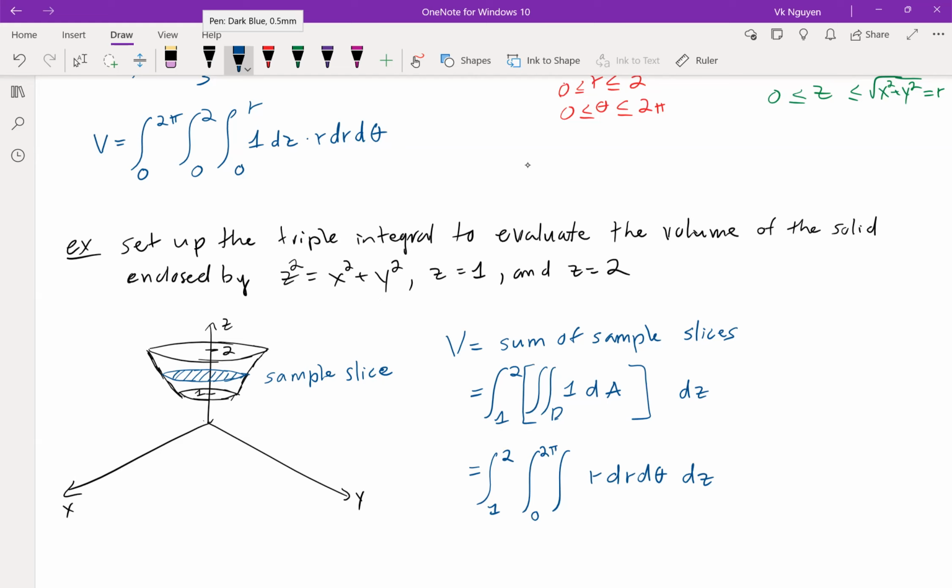But what about the radius r? The radius r is going to be from 0 to, look at the formula here, z squared equals x squared plus y squared. So the radius is z. Yeah, very good. So you go from 0 to z. This is the setup. It's tricky, but it does get the job done.